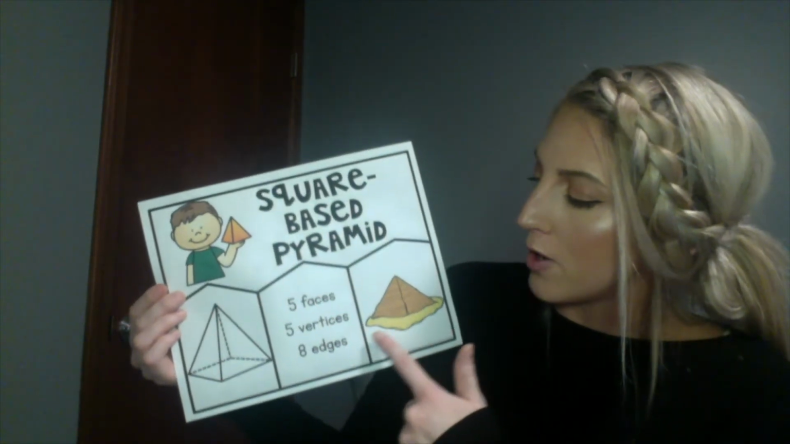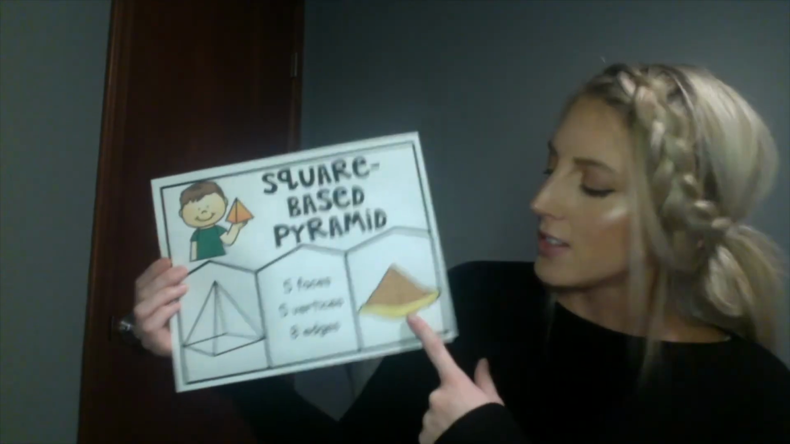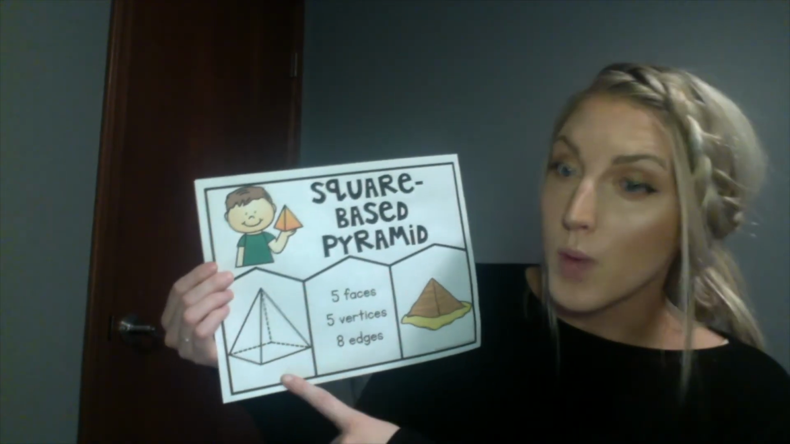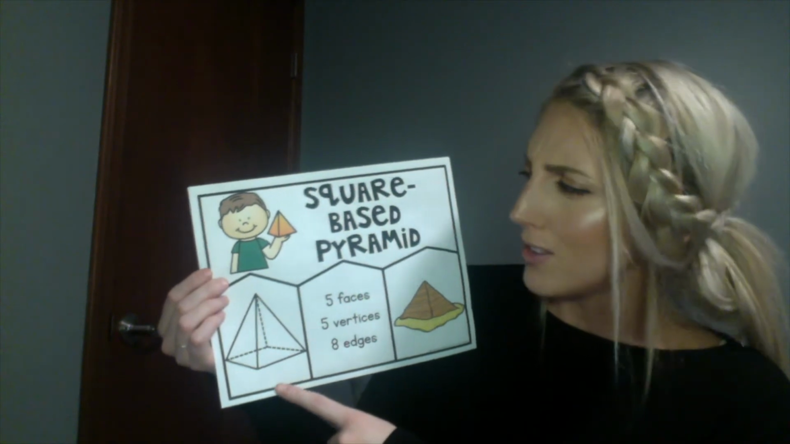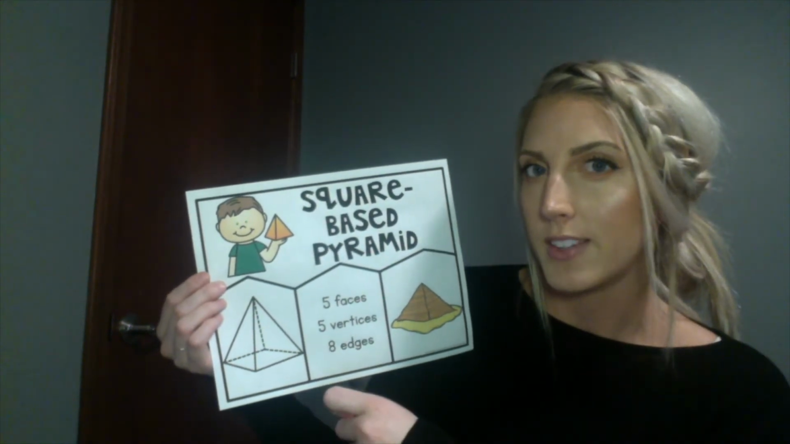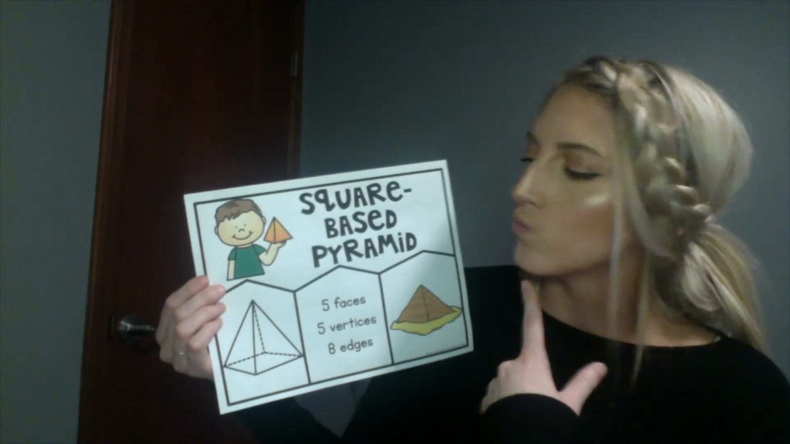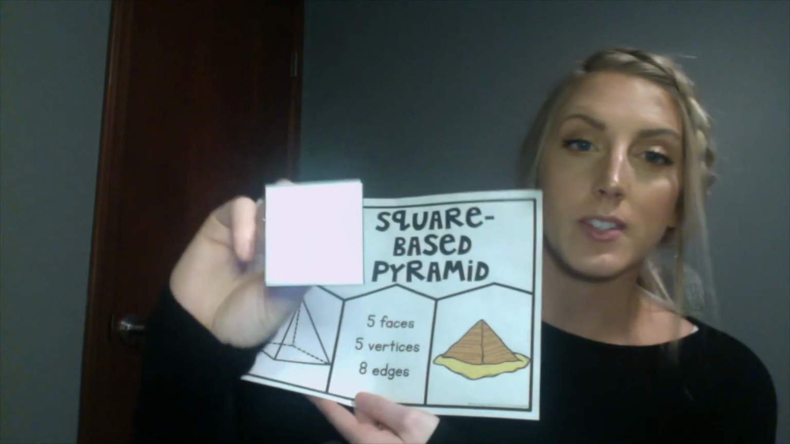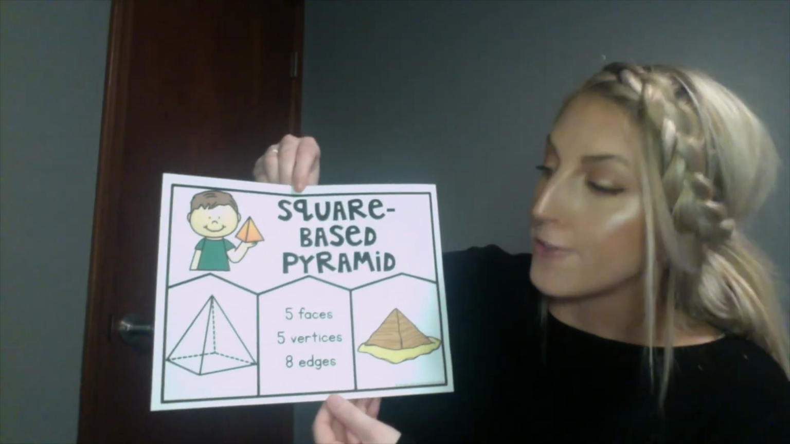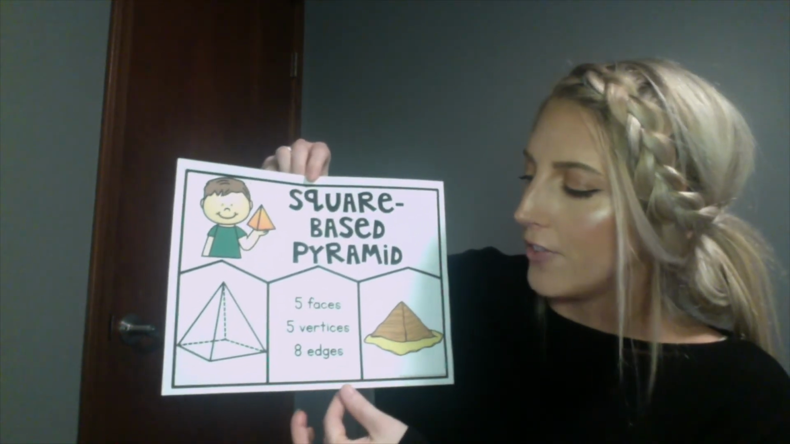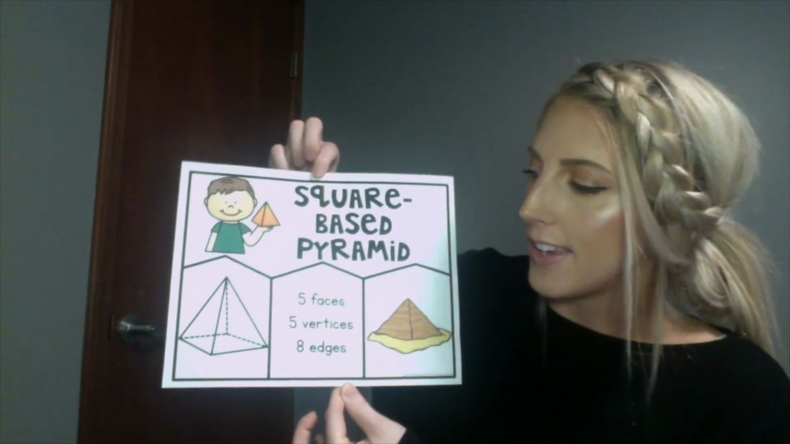So they have a pyramid like you might see in Egypt as the example. And this is how you would draw a square-based pyramid. Why do you think they might call it square-based? Because the bottom is shaped like a square. So a square-based pyramid has 5 faces, so 5 flat surfaces, 5 vertices or corners, and 8 edges.